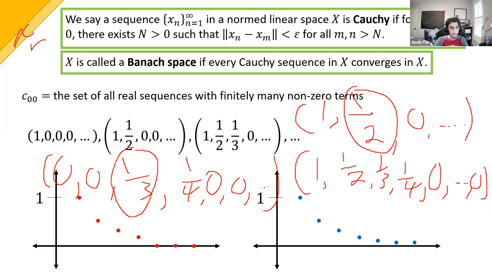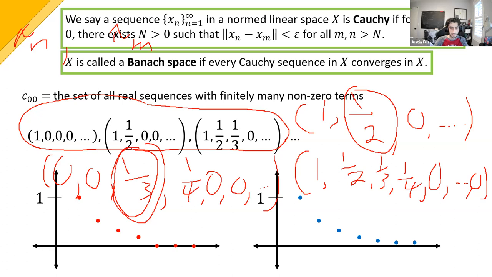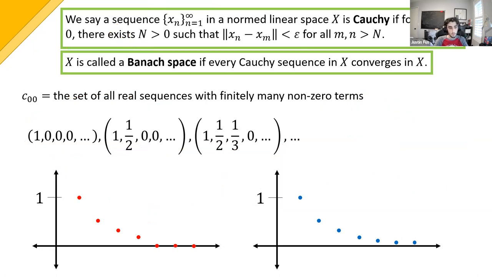If you do this for any xn and xm in this sequence of sequences, you'll notice that the points at which they differ get smaller and smaller. Right, so here, since we stopped it at the 1/3 term, the distance from it and any point beyond is at most 1/3. Same thing if we stopped it at, let's say, the 1/5 term, and then every term beyond that differs by no more than 1/5 or 1/6. So this is actually a Cauchy sequence, because the distances between elements in our sequence get arbitrarily small.